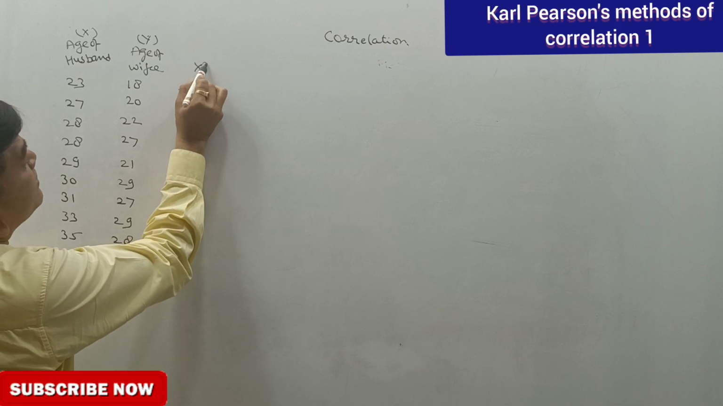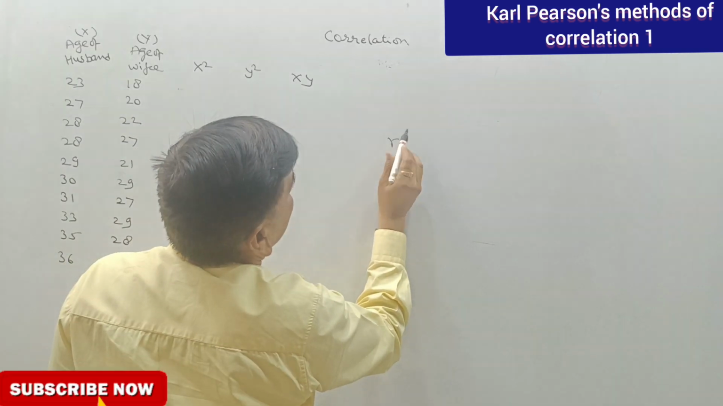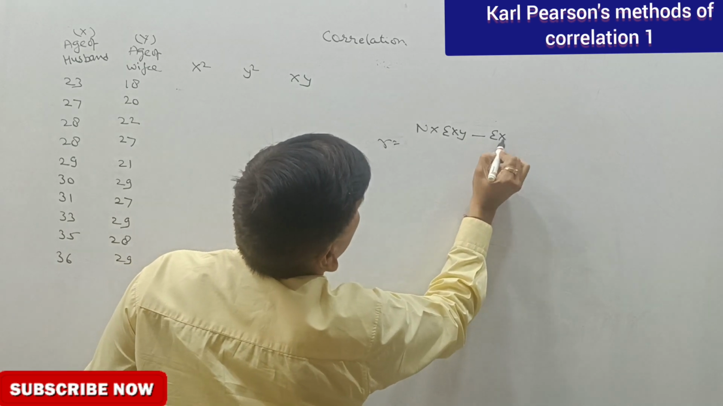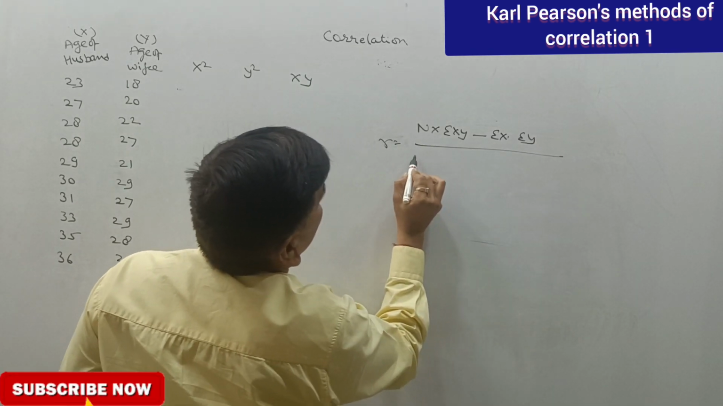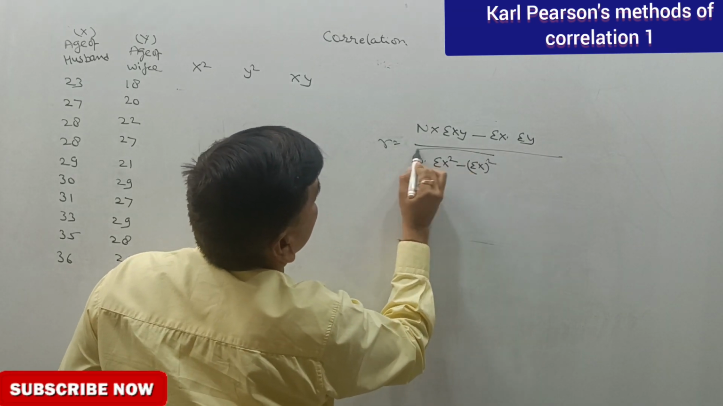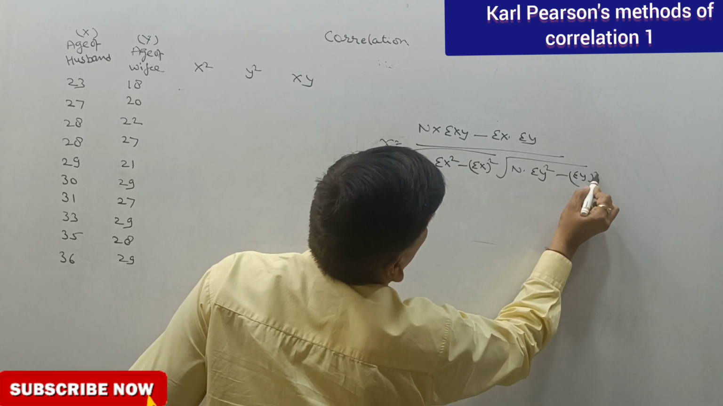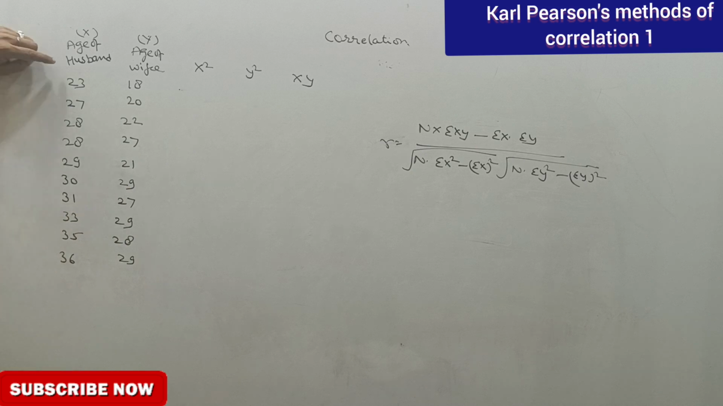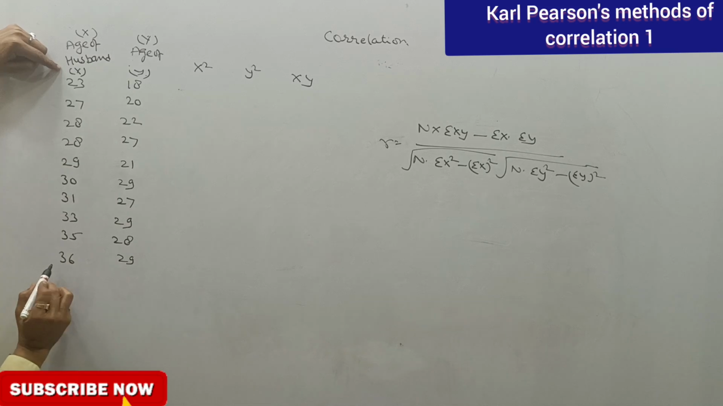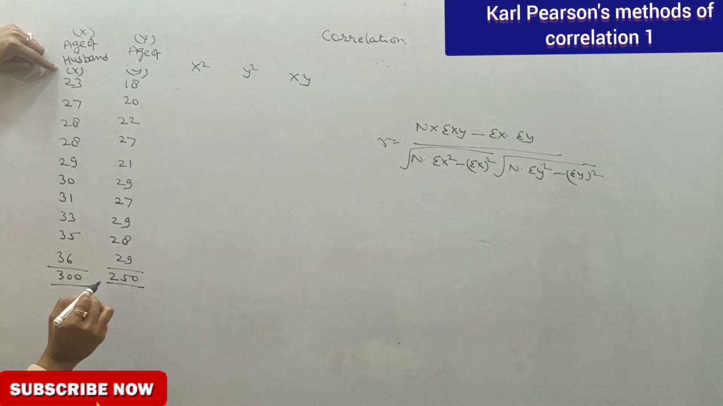that is x square, y square and xy required. So here r is equal to n multiplied by sigma xy minus sigma x sigma y upon the first under root n multiplied by sigma x square minus sigma x raised to power 2, and the second under root n multiplied by sigma y square minus sigma y raised to power 2. In that series, this is the x series and this is the y series. The addition of x is 300, addition of y is 250, already calculated.